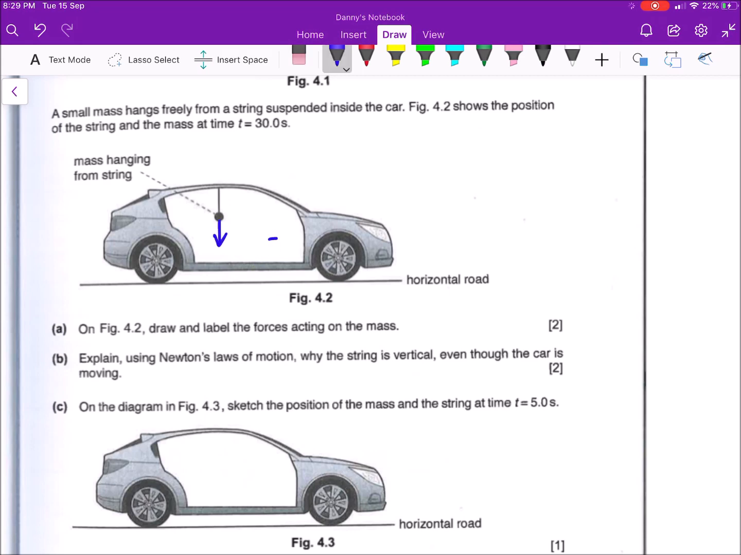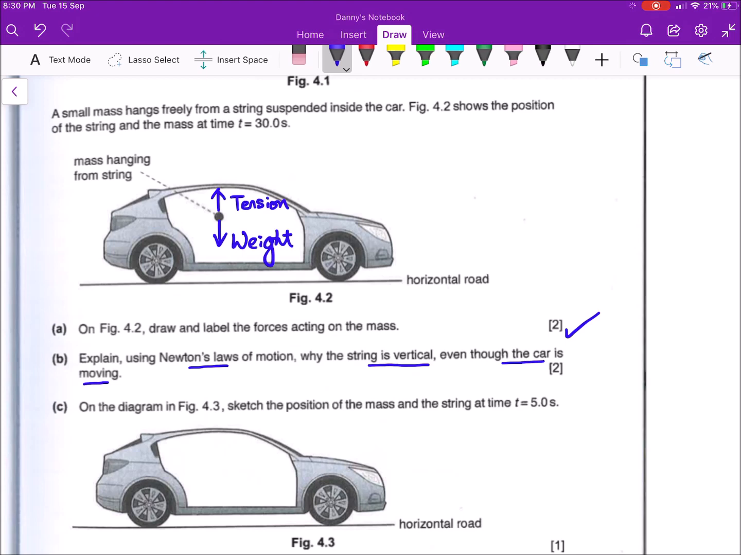This is a bad drawing, so let's do it properly. I would have the weight, so remember to spell out the weight. Then I would have tension. Make sure you draw on the line. It is fine. So that will give you 2 marks. After that, I have to explain why the string remains vertical using Newton's law, even though the car is moving.